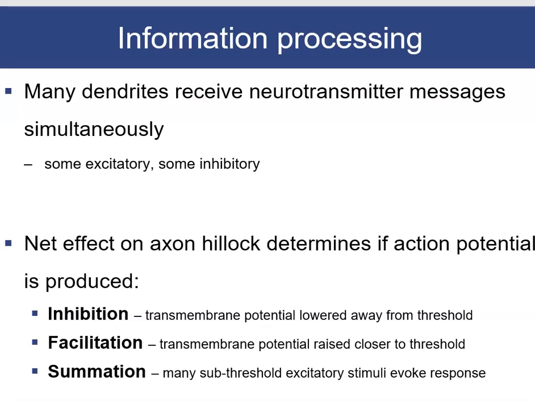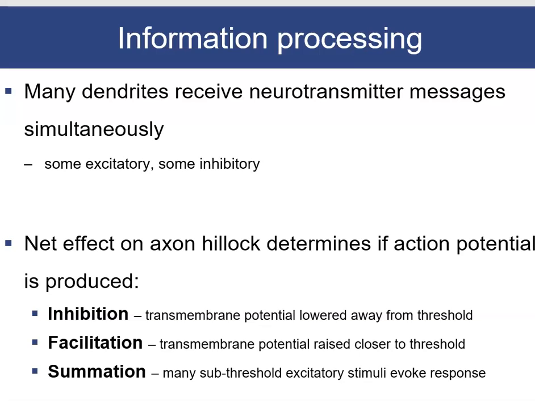Facilitation means the transmembrane potential has been raised closer to threshold. So in other words, when it adds up all that information, we've raised it to a -60. Oh, we're close. We need to be at a -50. So that neuron is facilitated. It will not send an action potential, but it's closer to being able to do so.